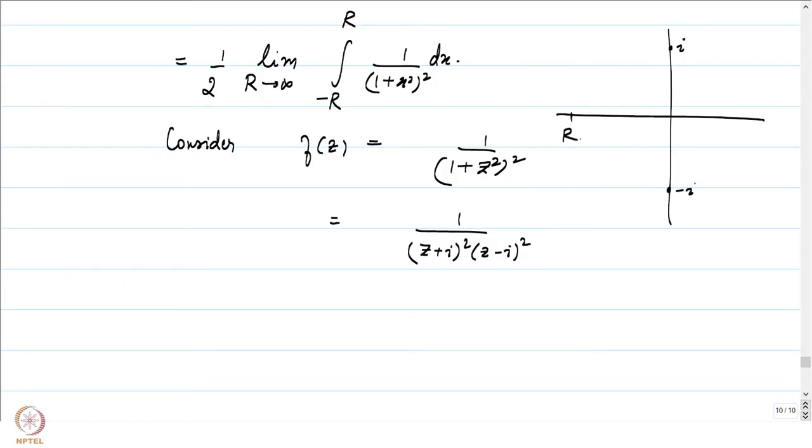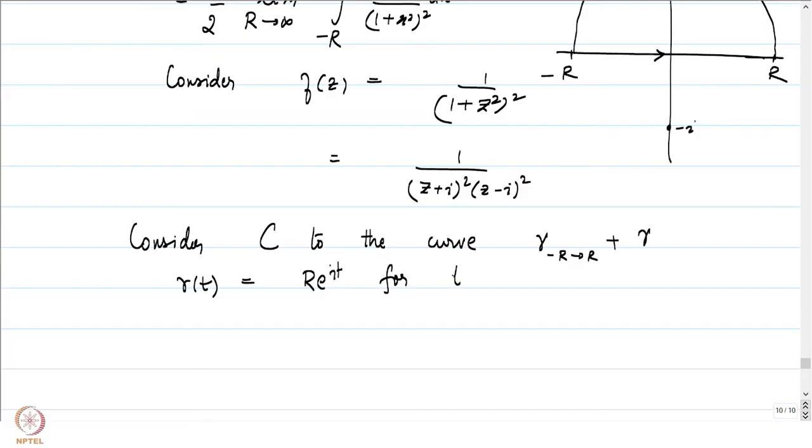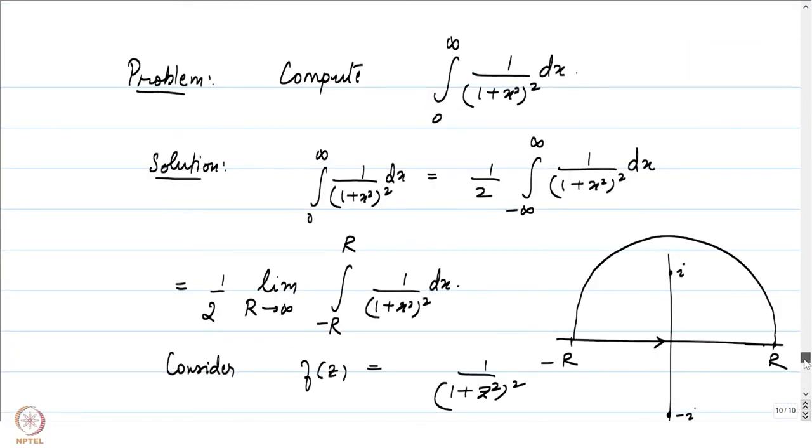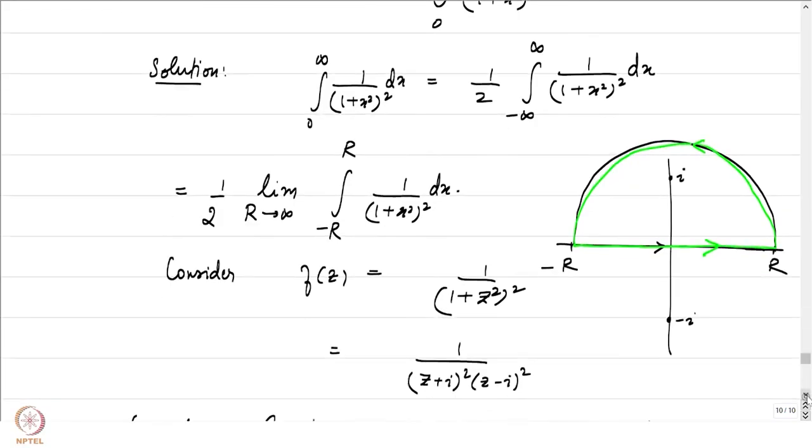Let's consider the following curve that I'm going to draw from minus r to r along the straight line in this direction, and then go along the semicircle. So, consider the curve C to be gamma minus r to r concatenated with gamma, where gamma of t is just capital R e to the power i t for t from 0 to pi. So, notice that the curve is just whatever is being drawn in the green. We are going this way and then we are coming along this direction. That is precisely what our curve C is trying to do.